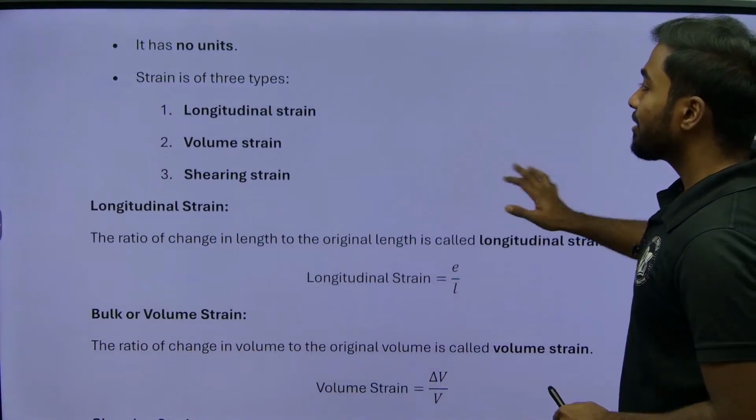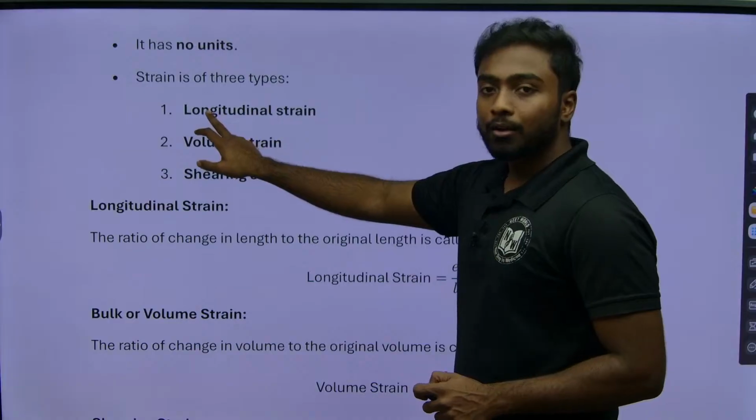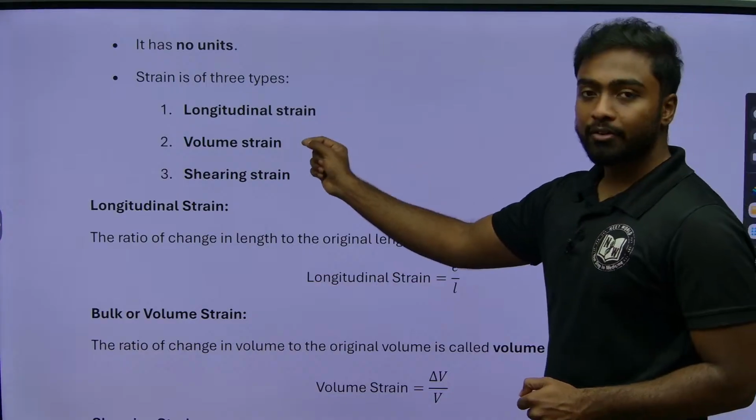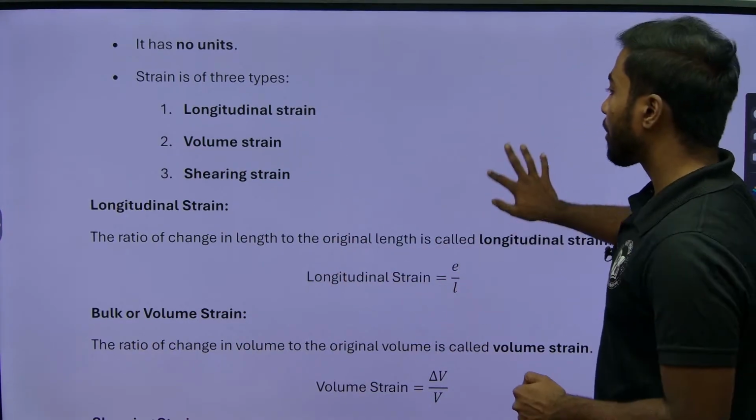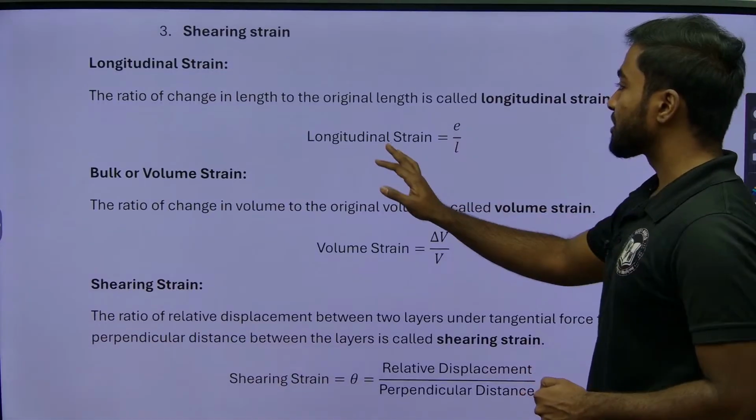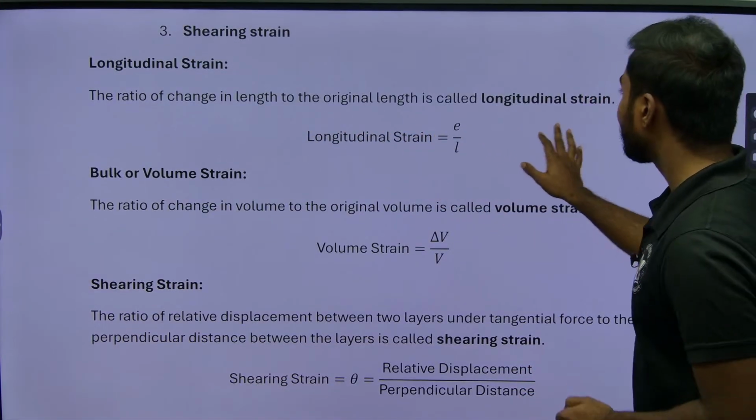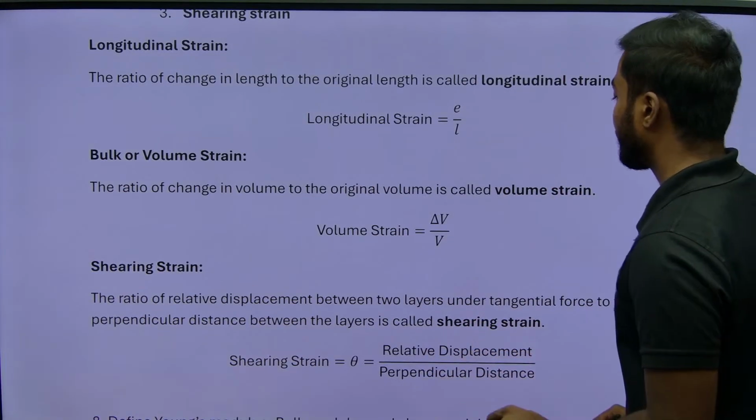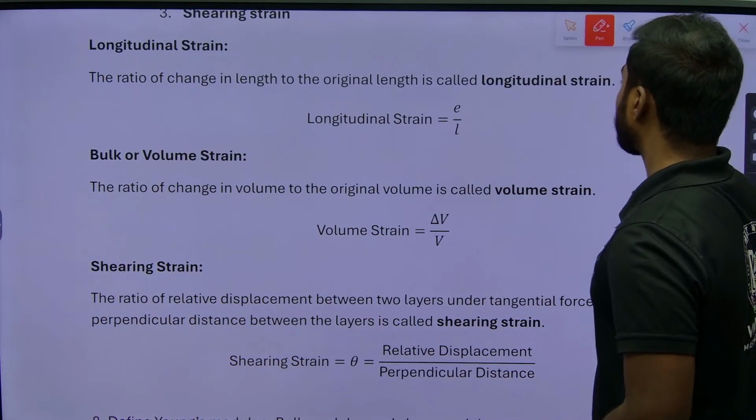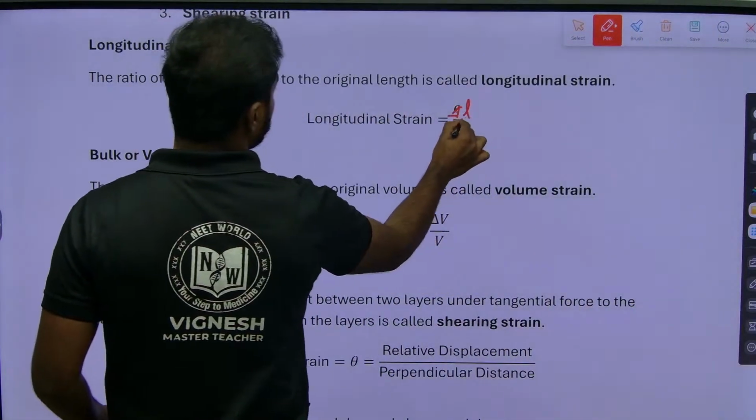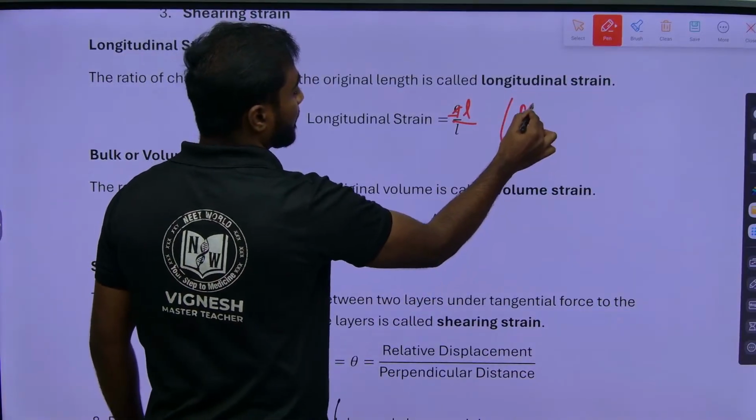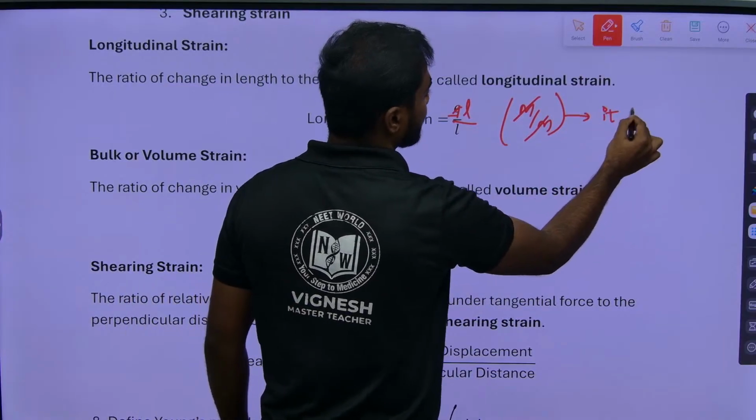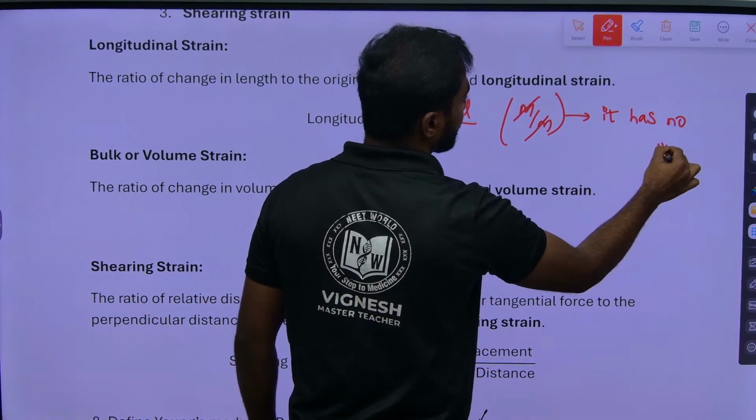Strain also has the same three types: longitudinal strain, volume strain and shearing strain. Got it? When we talk about longitudinal strain, it's the ratio of change in length to the original length. Let me write that formula here so that it will be easy to understand. It is change in length by original length. So the SI unit will be meter by meter. Meter cancels, so it has no units.